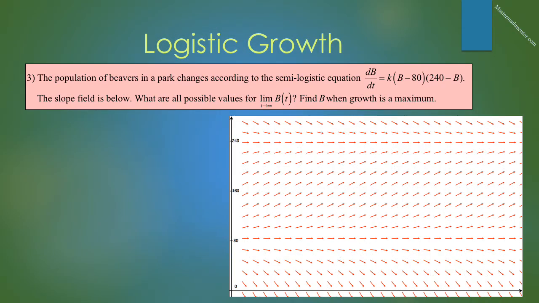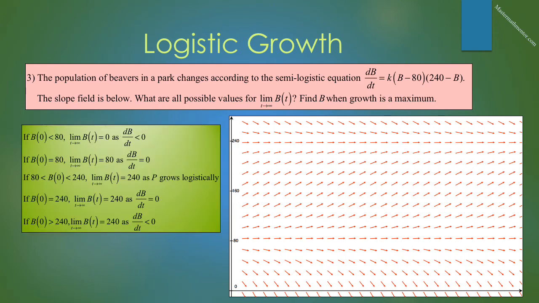Problem 3 reads: the population of beavers in a park changes according to the semi-logistic equation dB/dt equals k times quantity B minus 80 times quantity 240 minus B. The slope field is given below. What are all the possible values for the limit as t approaches infinity of B(t)? And we also would like to find B when growth is a maximum.